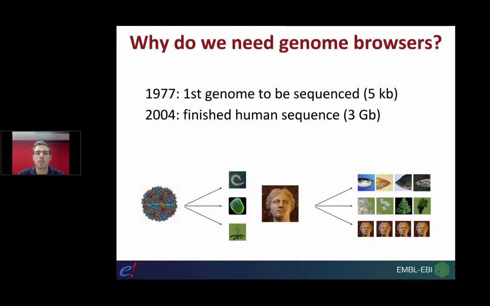So the first organism actually to be sequenced was a bacteriophage in 1977 by Fred Sanger and his team. And you can see that it was only 5 kilobases in size, which obviously is quite small by today's sequencing standards. But that technology laid the foundations for more and more complex organisms to have their genome sequenced until in the early 2000s, the first draft of the human genome sequence was published. And this was 3 gigabases in size.